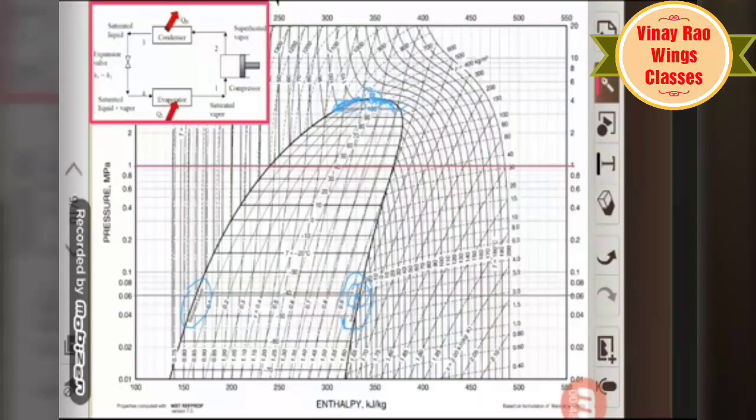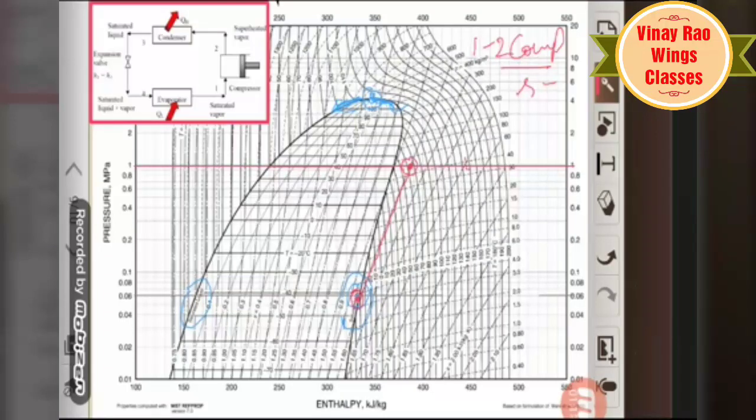From point number 1 there is a compression from 1 to 2. There is a compression process, and compression is isentropic. So these lines are isentropic lines, which I already explained in my previous video. We are drawing an isentropic line through this, so we have to draw from point number 1, along the isentropic line from 1 to 2. We have to follow it.